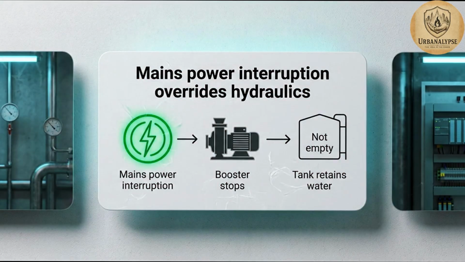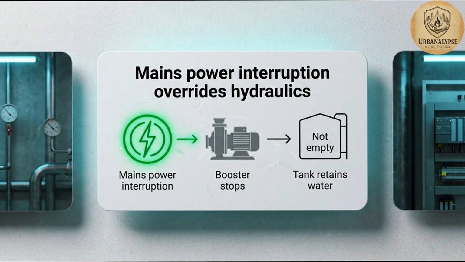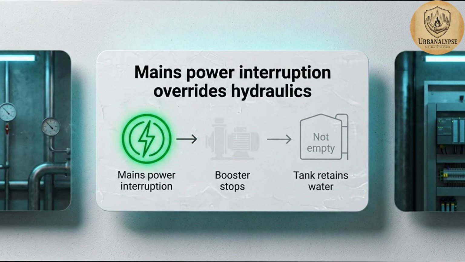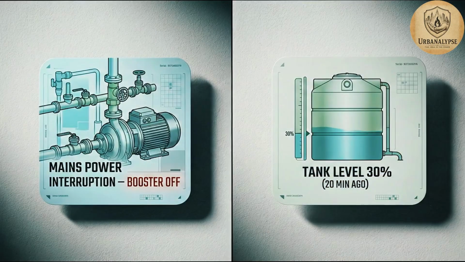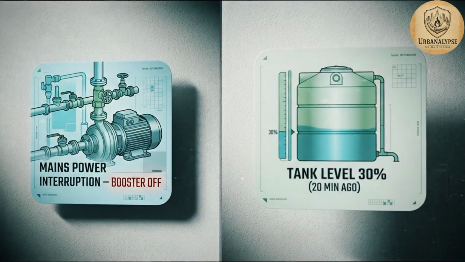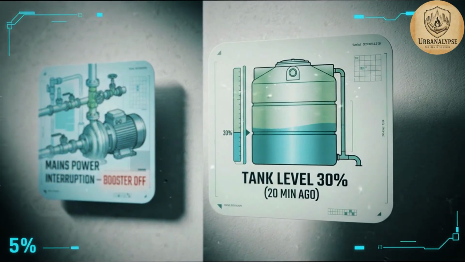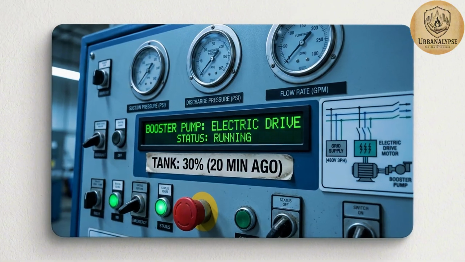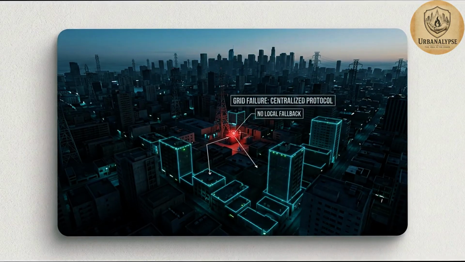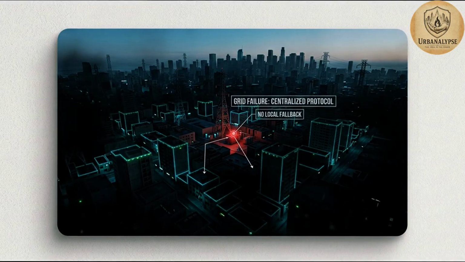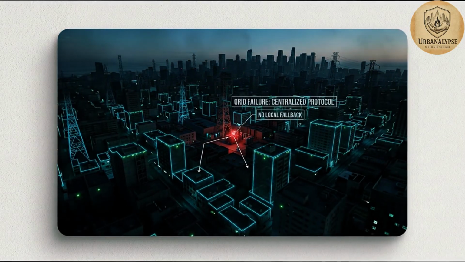I want to close on the failure mode you have the least control over because it overrides every hydraulic discussion instantly. Mains power interruption stops the booster, not because the tank is empty, not because any hydraulic component failed, because the booster is electrically driven, and the grid, the centralized protocol every high-rise depends on without local fallback, went down.